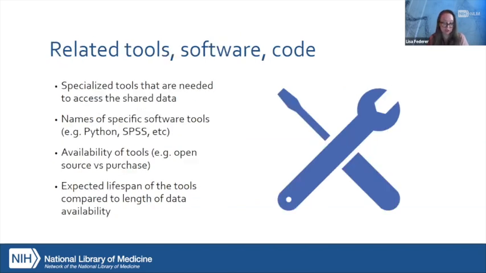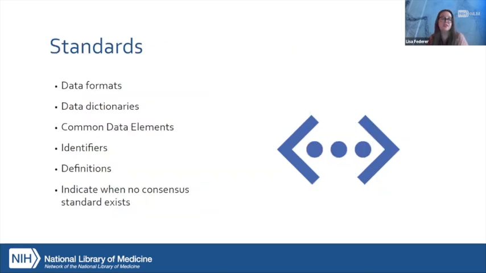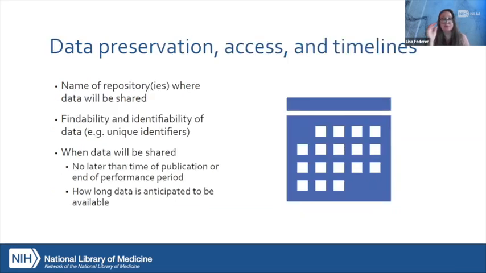So I'm going to quickly go through the other areas and just mention, again, we'll get a lot more in depth into this. The second area is the tools, software, and code. So what is it that you would need to access or use that data? Standards that are associated with the data. So things like data dictionaries, controlled vocabularies that are being used, common data elements, which are standardized ways of defining and answering variables, identifiers, and when no consensus standard exists in a discipline, noting that as well.